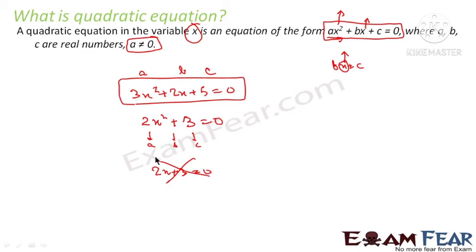If both b and c are 0, that is also okay. For example, if I say x square is equal to 4, or x square is equal to 0, this is also a quadratic equation. Why? Because here the a component is not 0, a is 1. Correct? So a quadratic equation is nothing but an equation of the form ax square plus bx plus c is equal to 0, where a should not be equal to 0 and a, b and c are real numbers. They are constants.